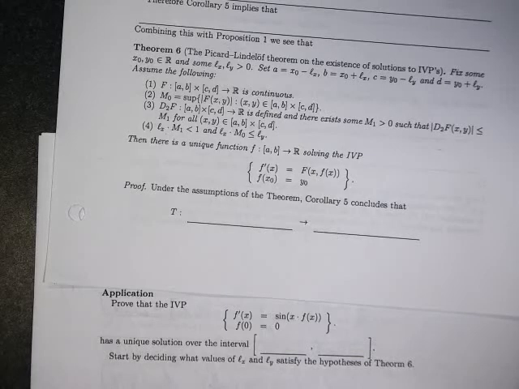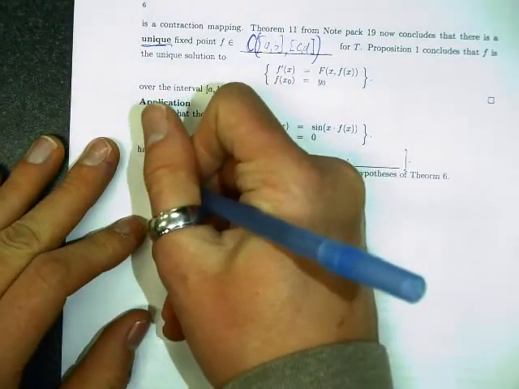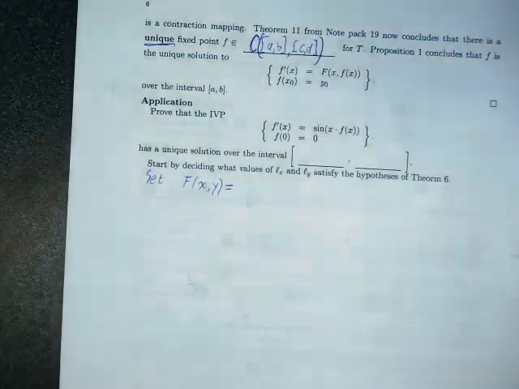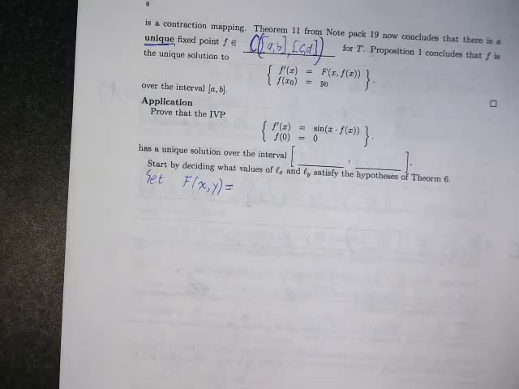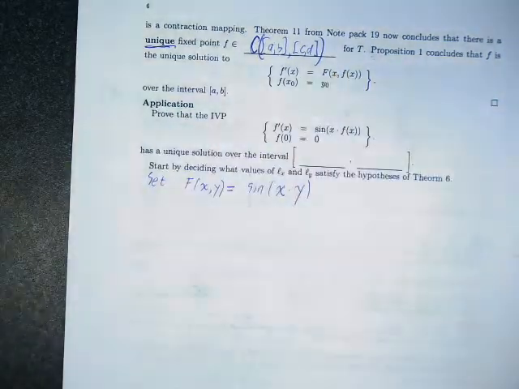So this deduces the existence of solutions to differential equations from f prime is equal to big F of x comma f of x. Is that something that depends on f comma f of x? Yes. I guess this is scratch work, so I maybe don't need to include all the words. Let's set big F of x comma y to be what? Sine of x times y. Yeah, that'll do the trick.